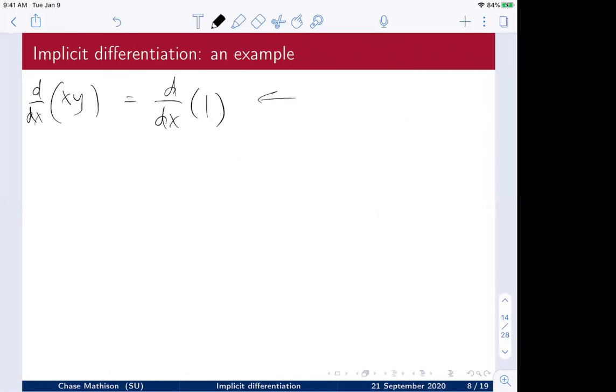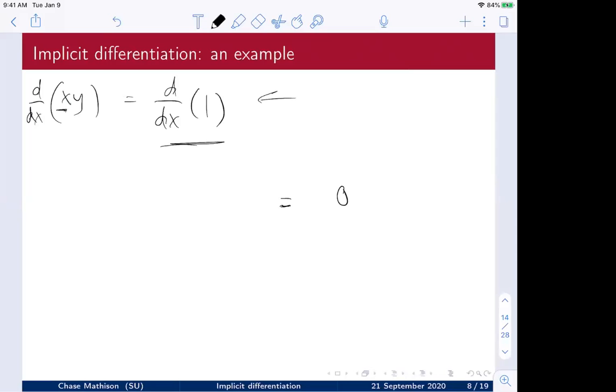Okay, so we'll do the easy side first. What's the derivative with respect to x of 1? Zero. Just 0, right? The derivative of a constant is 0. So now on the left, I'm taking the derivative with respect to x of x times y. And y is a function of x.